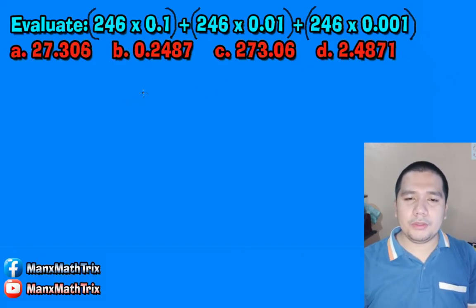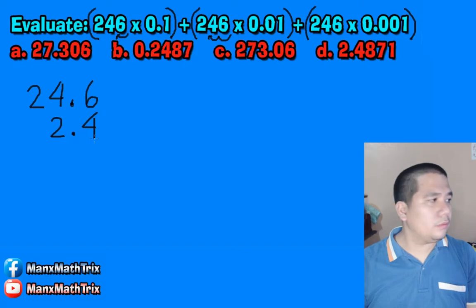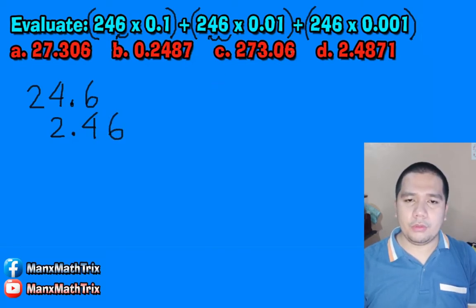And then para mas mabilis, since ang 246 times 1 is just the same number, so sa 246.1, mag-move lang tayo ng isang decimal place papunta sa left. Magiging 24.6 ang 246 times 0.1. And then gawin din natin ang same process para sa 246 times 0.01. So ang 246 times 0.01 ay magiging 2.46 since nag-move tayo ng dalawang decimal places to the left. Then ang 246 times 0.001 ay magiging 0.246 kasi nag-move tayo ng 3 decimal places to the left.